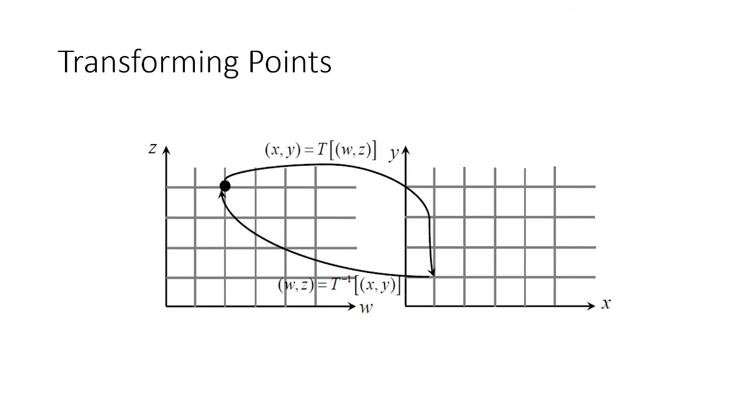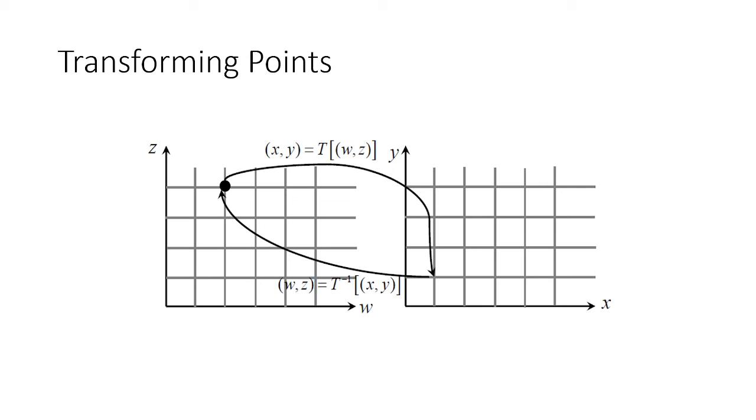So how are we transforming the points? You see here we have the x and y coordinate system, and another coordinate system, w and z. We take the point from the w and z axes and plot it in the x and y axes with the help of a transformation function. So this is finally your x and y axes.